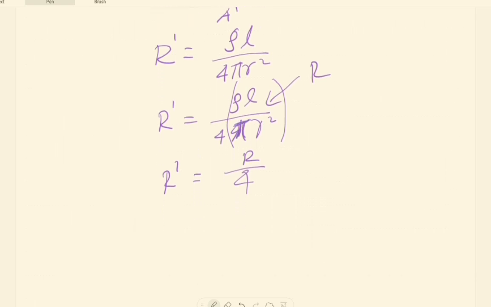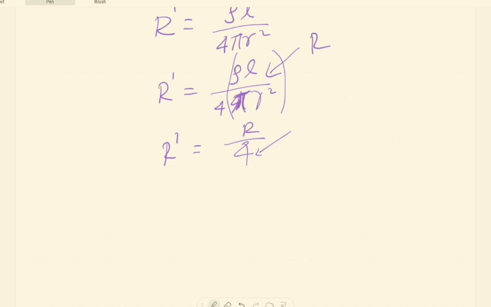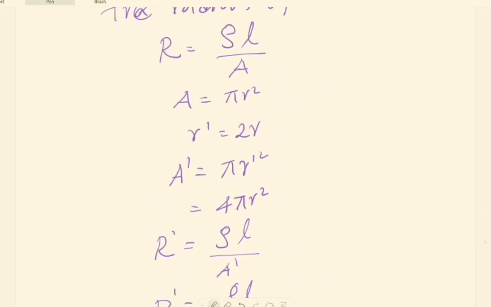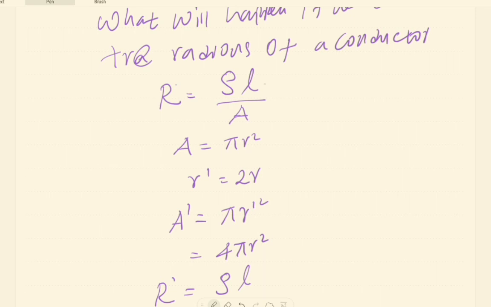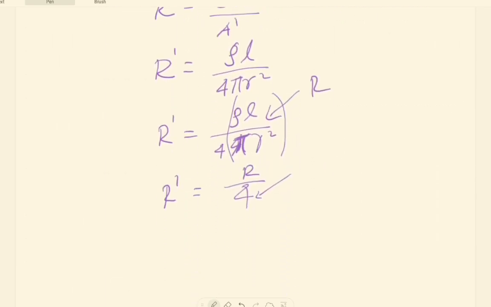In fact, by doubling the radius, you will reduce the resistance of a conductor by 4 times. And of course, from the above relation, the relation between resistance and length is a linear relation. So doubling the length would double the resistance, and vice versa. So this would help you.